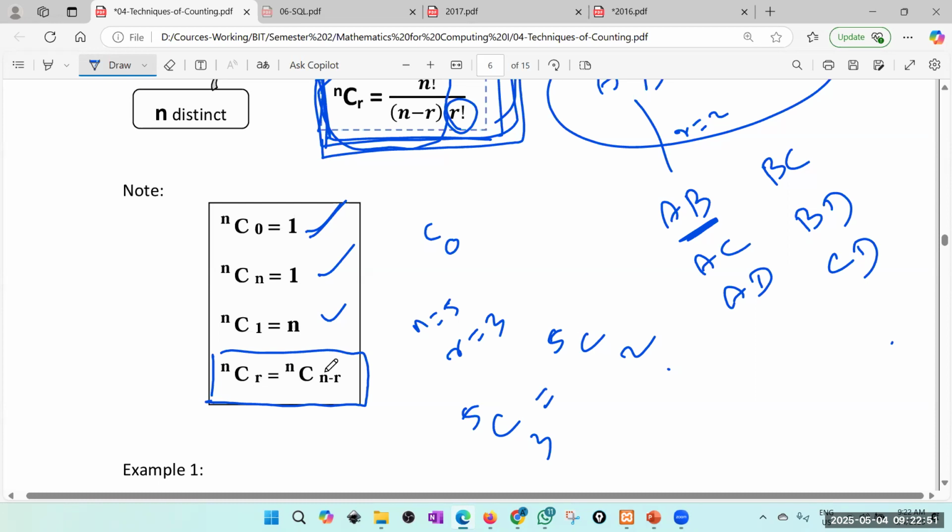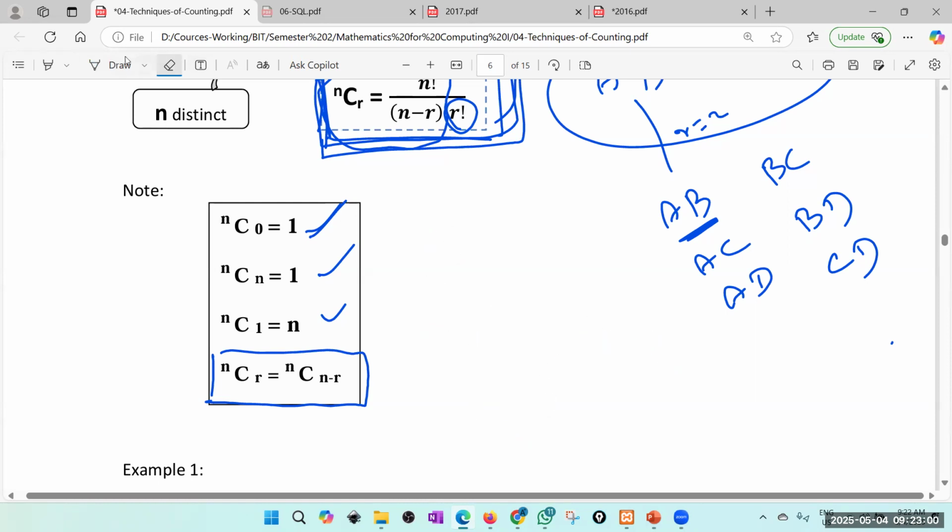Because NCR is NC(n minus R). So how do you prove that NCR is NC(n minus R)? So let's use the definition. NC, let's do n minus R. So that is factorial n divided by factorial n minus R. Now R is n minus R.